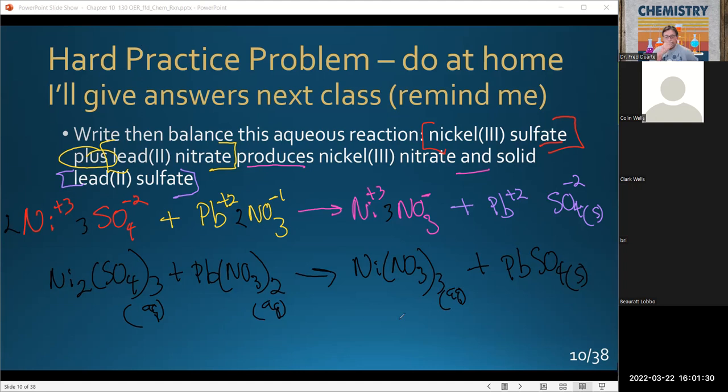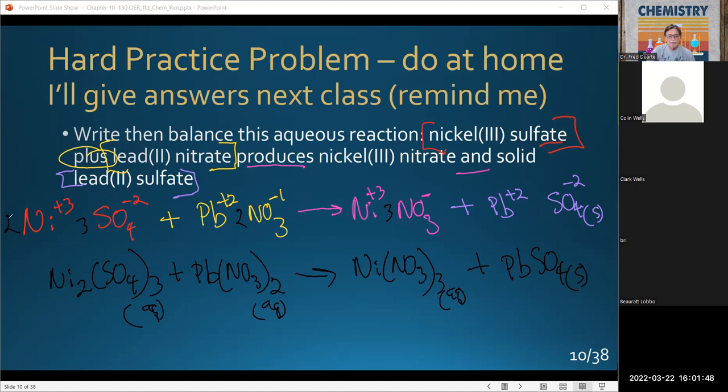All right, so let's go back. Here we have the formulas. Now what we have to do is balance it. This type of reaction is what we call a single replacement reaction. Notice what happened here.